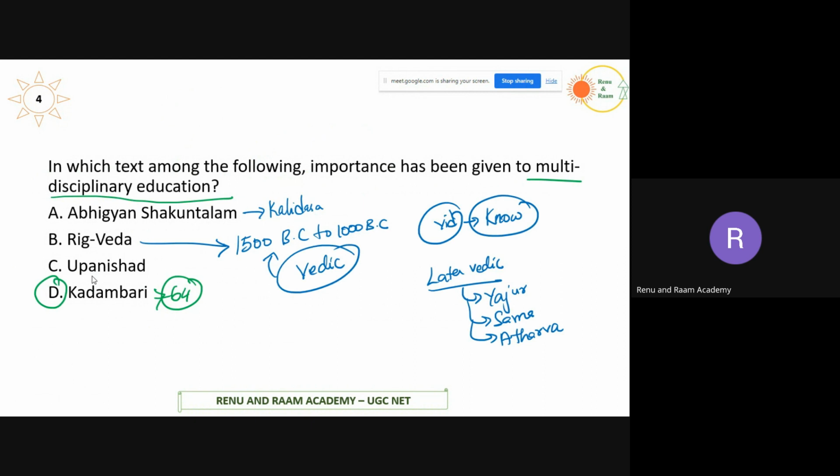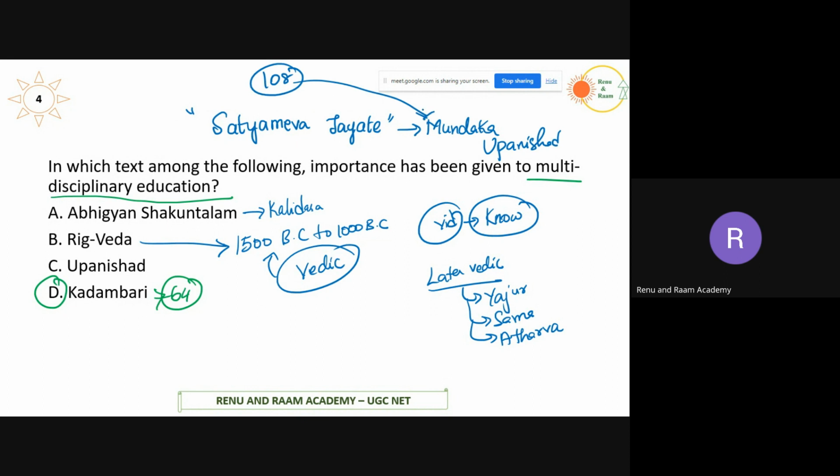I will give you one example here. We know the Indian motto is Satyameva Jayate, which means truth alone triumphs. This term Satyameva Jayate was first mentioned in an Upanishad called Mundaka Upanishad. We have nearly 108 Upanishads, and one of them is Mundaka Upanishad, which gives the term Satyameva Jayate. So Upanishads are considered to be the highest philosophical text of ancient India.